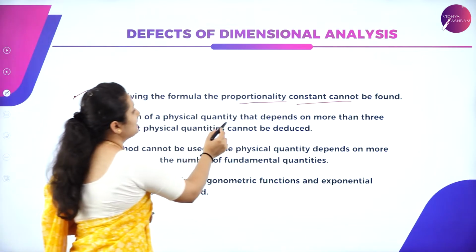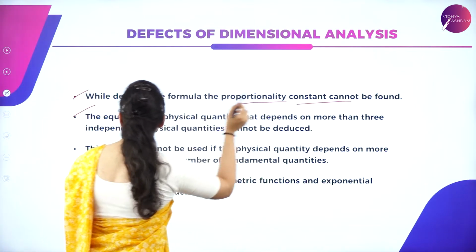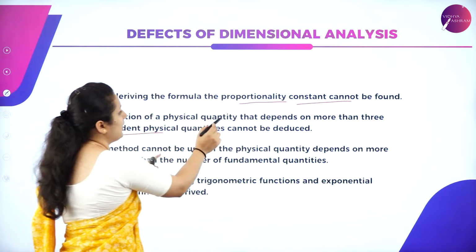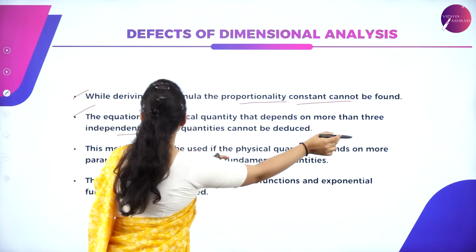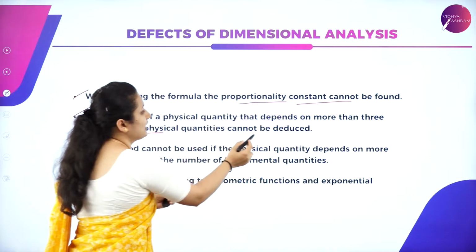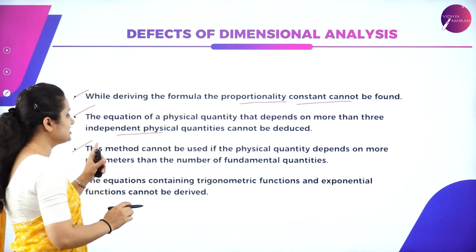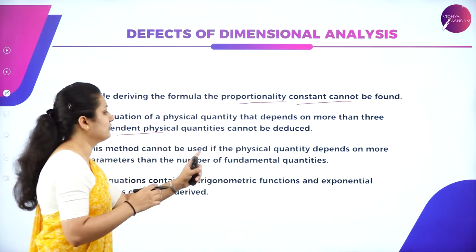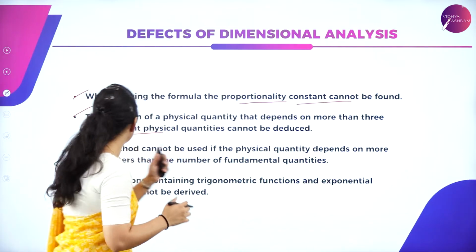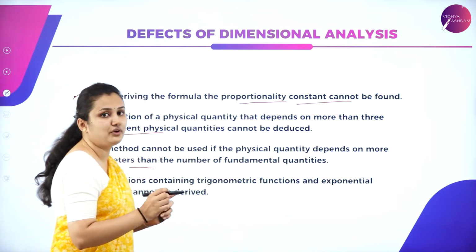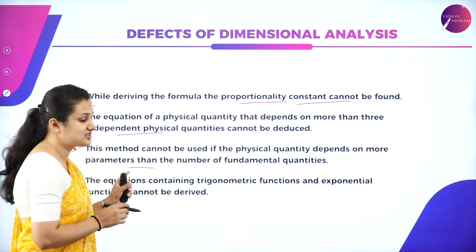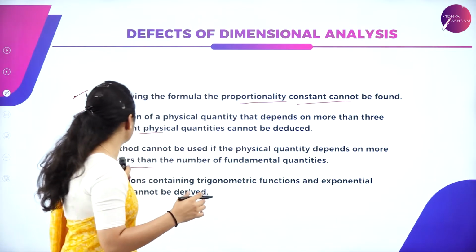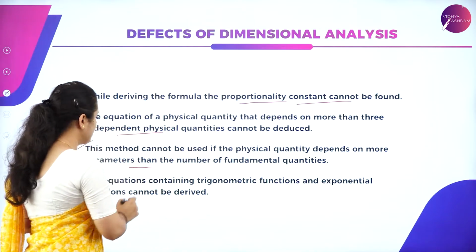The equation of a physical quantity that depends on more than 3 independent physical quantities cannot be deduced. The third point is that this method cannot be used if the physical quantity depends on more parameters than the number of fundamental quantities. So, this method cannot be used if the physical quantity depends on more parameters than the number of fundamental quantities.